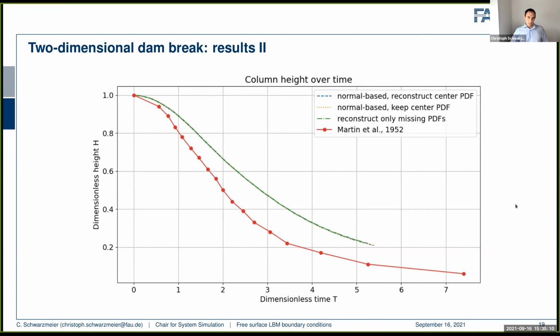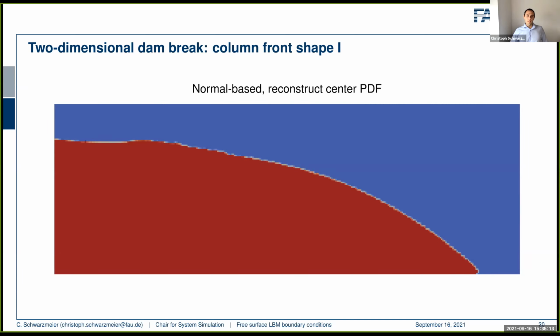Because I'm looking at the shape of this liquid column now. After a certain time, we have such a shape. And this is the normal-based approach where we reconstruct the center PDF. Now look closely, I'm switching to the next slide, where we have the normal-based approach that keeps the center PDF. And as you saw, or maybe you didn't see it because there is almost no difference, really just a minor difference. However, I'm switching now to the third approach where we really reconstruct only those PDFs that are actually missing.